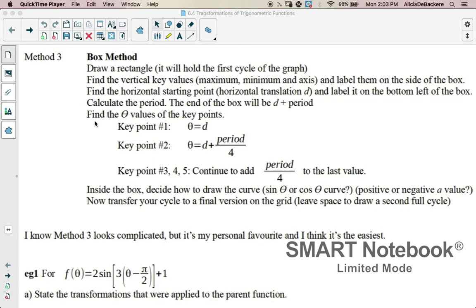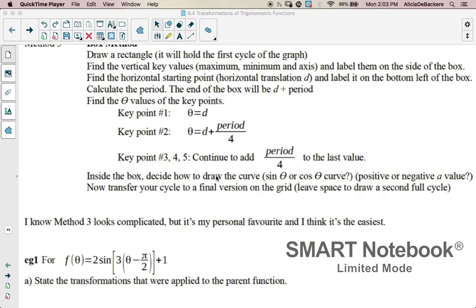The next thing we're going to do is find all the theta values for all of the key points. Remember that the first key point is at the theta value of D, the horizontal translation. The second key point is going to be at that starting point plus a quarter of the period. So I'm going to take the period and divide it by 4. And then I just continue to add that period divided by 4 to the last value that I just wrote down. I know it looks complicated, it's not that hard. I'm going to show you a couple of examples.